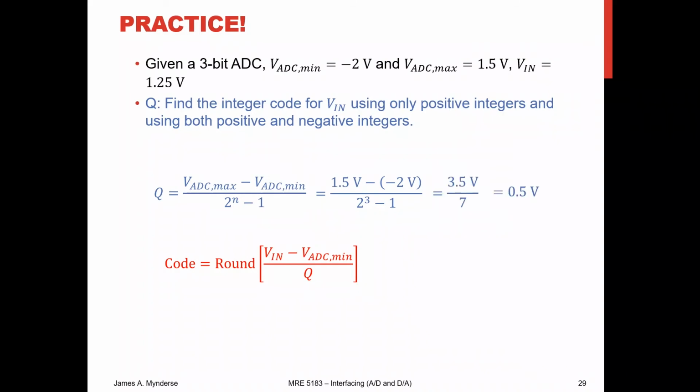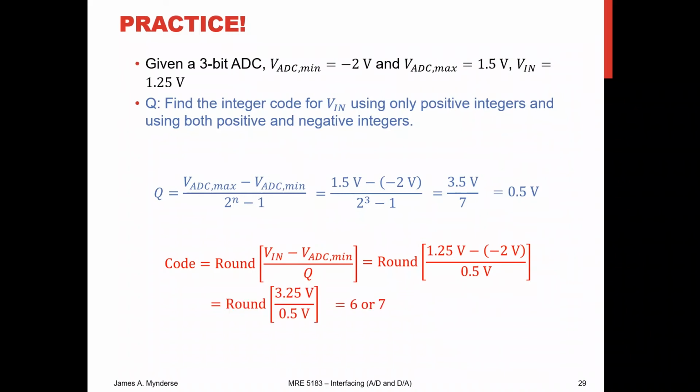And so in my unipolar case, I'm going to put in the numbers here. So 1.25 minus the -2 volts divided by half a volt is going to be either 6 or 7. Well, which one is it going to be? This is a good question. So if you are looking at this and you say, well, it's 6.5, which way do I round? A lot of people are going to say, I'm going to round up. Well, why would you round up? That's what you learn in grade school a lot.